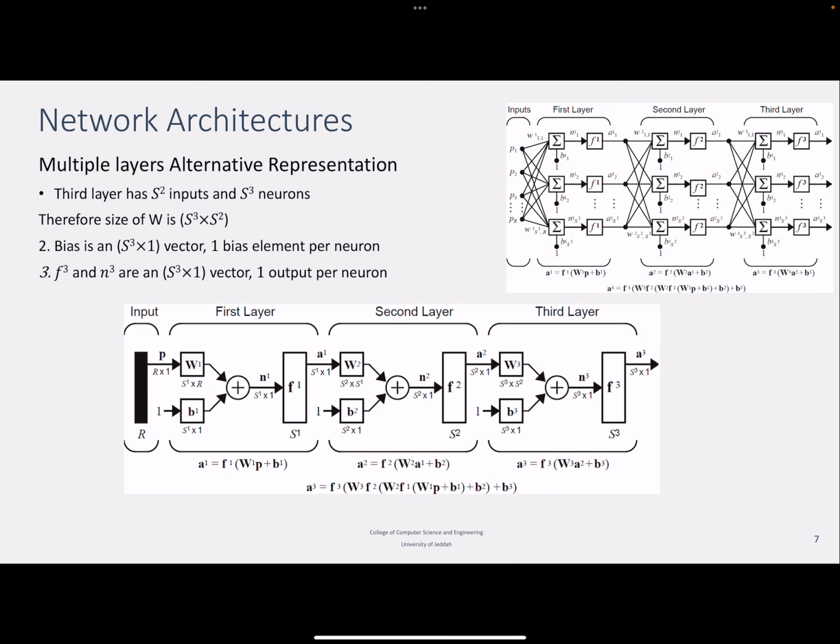The output from the second layer in turn becomes the input to the third layer, and the third layer may contain yet another different number of neurons, say S3, making the dimensions of its weight matrix W3 S3 by S2. The bias vector is S3 by 1, and the intermediate output, function, and final output of the third layer will all have dimensions S3 by 1.